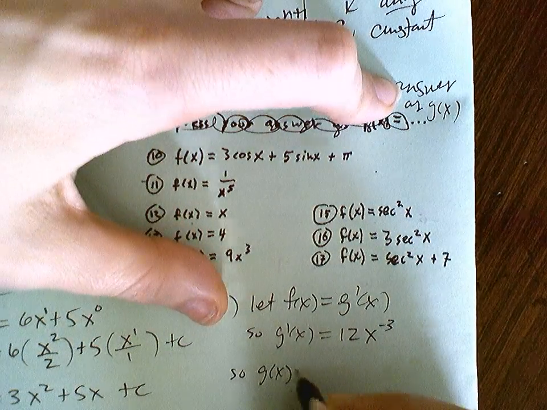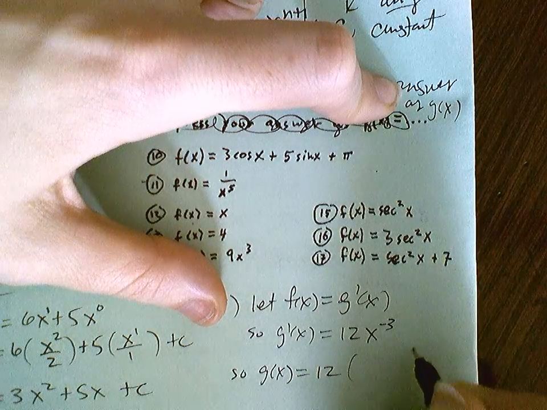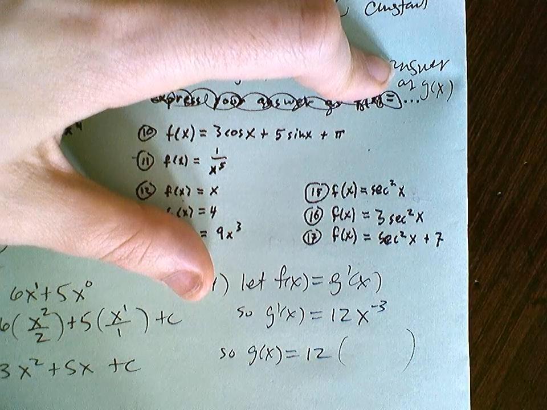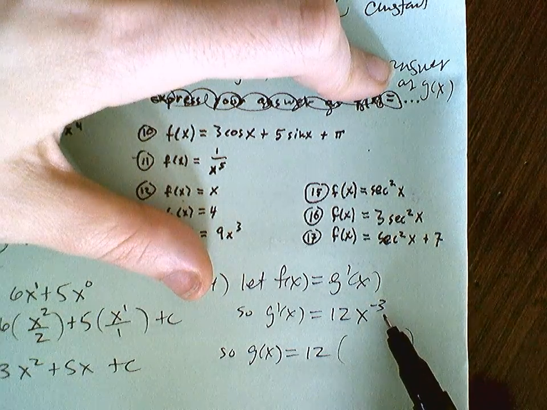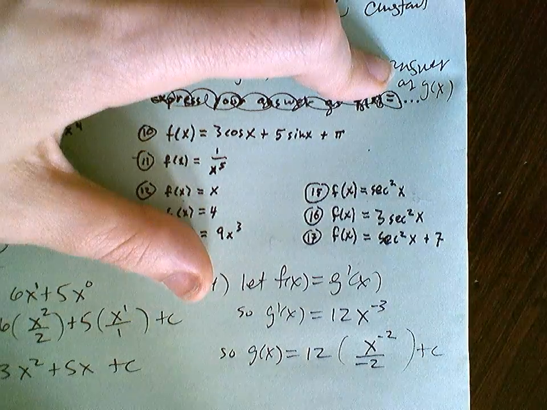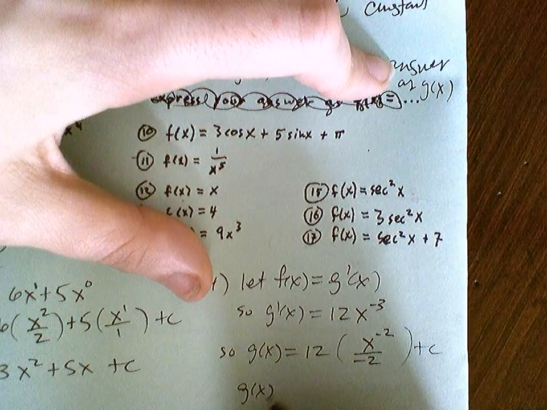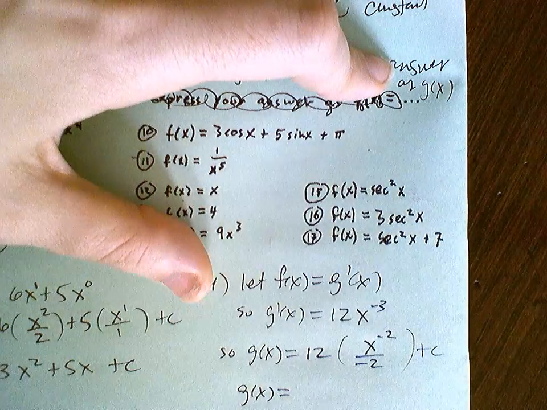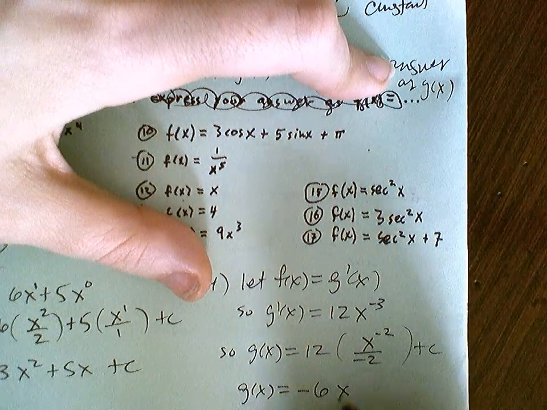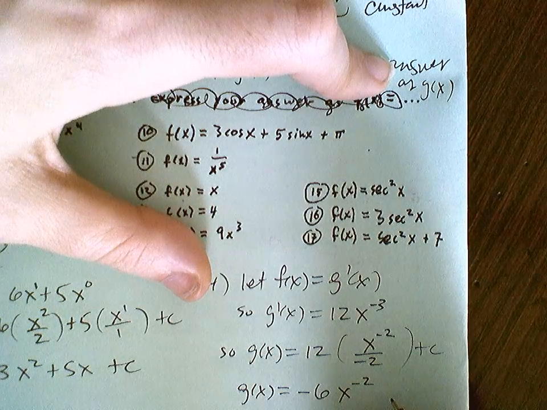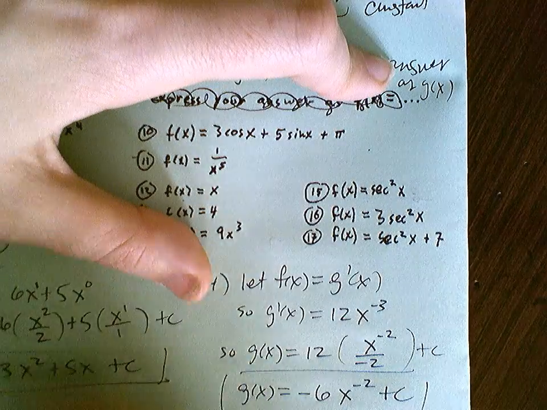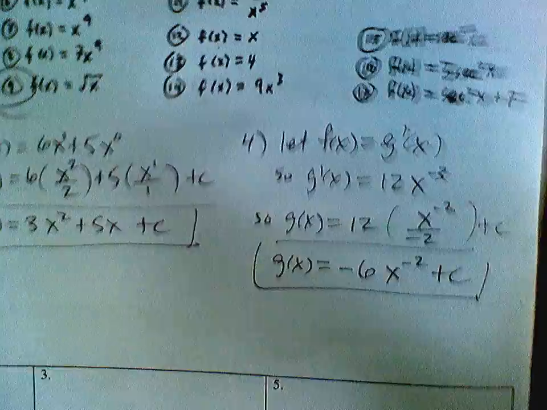So g of x equals, bring down that constant multiple. That's called the constant multiple rule. There's one for like every operation we do in calculus. And then I'm going to add 1 to the exponent, so I'll have x to the negative 2 and then divide by it, plus c. So g of x equals, I'll have 12 divided by negative 2, so we'll have negative 6 x to the negative 2 plus c.